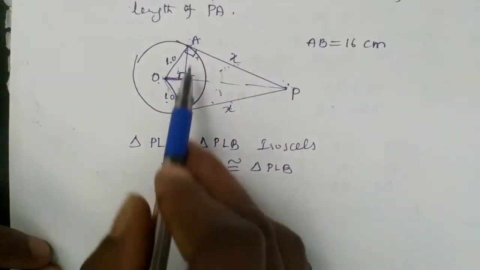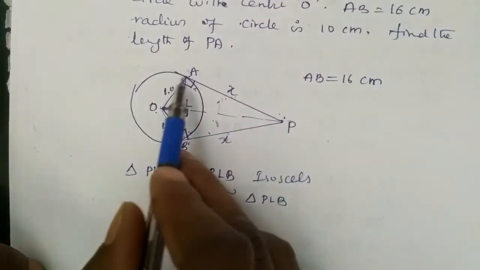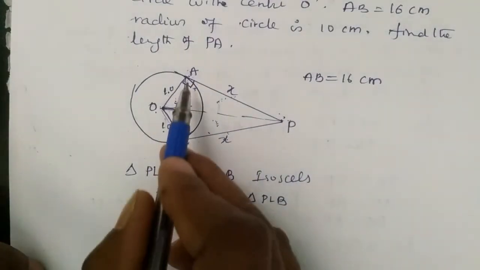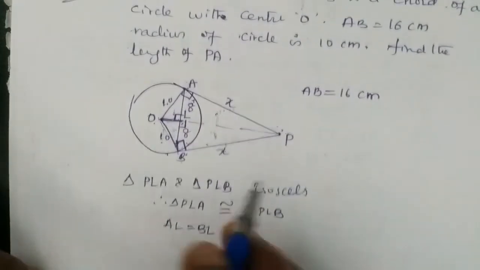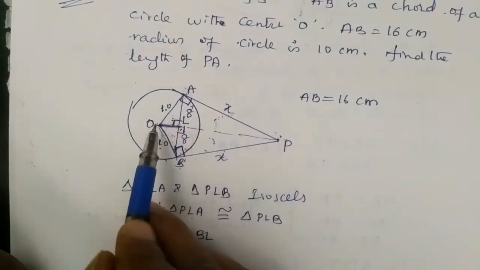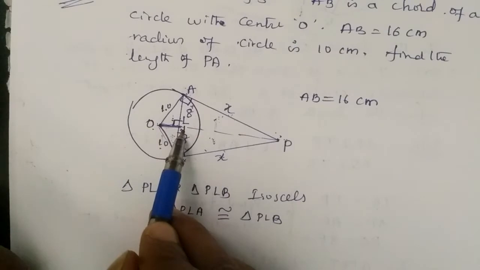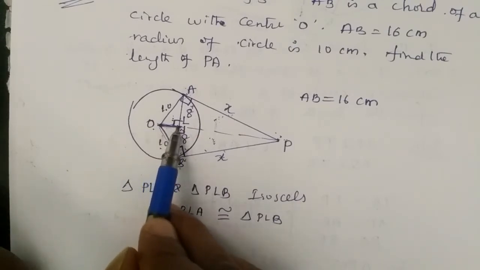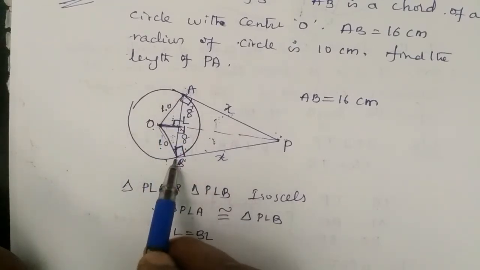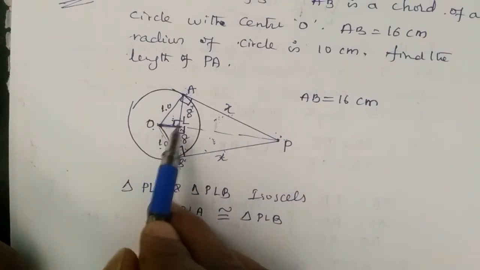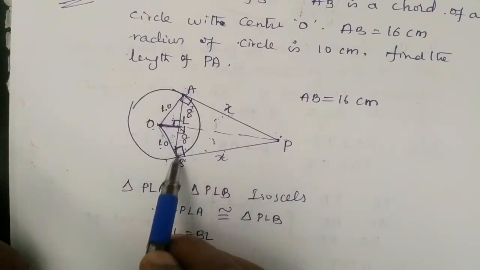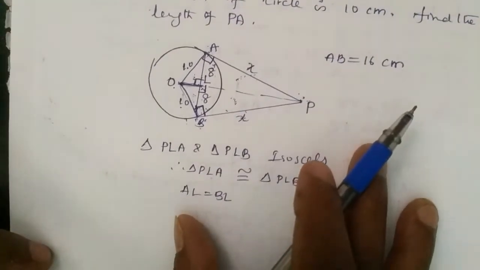AB is given here as 16. Another one is the radius. This AB 16, I make it 8 and 8. The reason is, just now I told, a perpendicular line drawn from the center of the circle to the chord bisects the chord. So if it is already bisected, then the line is perpendicular. According to that, these two are 8 plus 8.